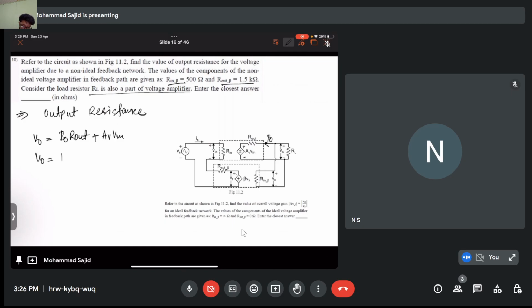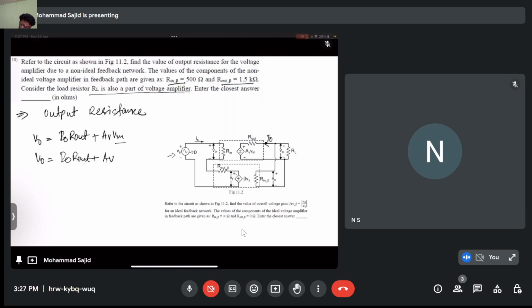Simple calculations: I out R out plus A_V V in. So what is V in here? We know that when we have to calculate output resistance, you short the input values. You use 0 here, right? So basically, your Vs is 0, and if you apply the KVL from this node to this node, Vs is V in plus Vf, right?